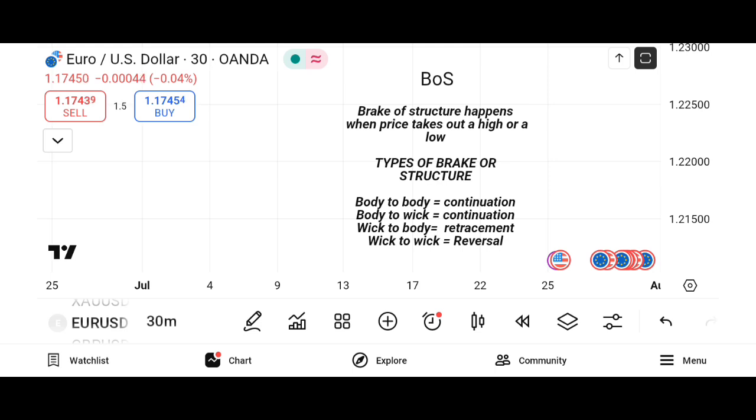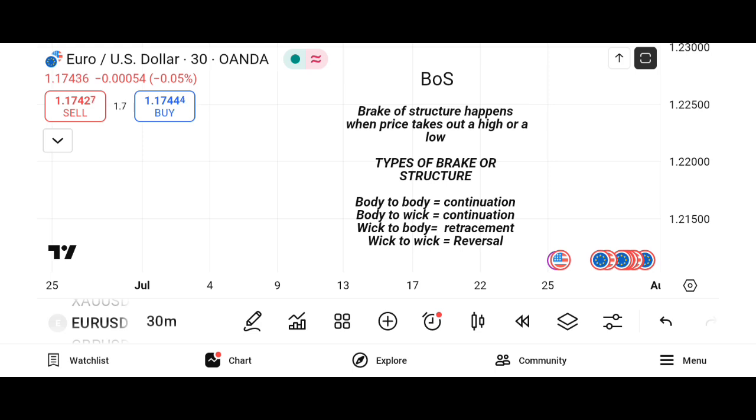We have body to body break of structure. This is when a body closes above a body. And when this happens, this signals continuation in price. Then you have body to wick. This is when the body closes above a wick. This signals continuation, the same thing as with body to body.